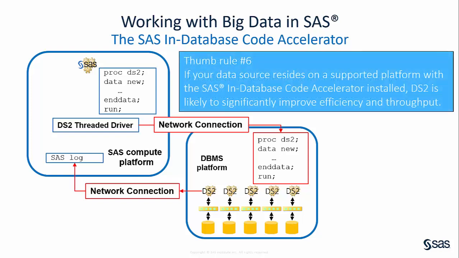So thumb rule number 6 is, if your data source is on a supported platform and you have access to this code accelerator, do not hesitate to use DS2, because it is likely to make amazing improvements in efficiency and throughput of your code.